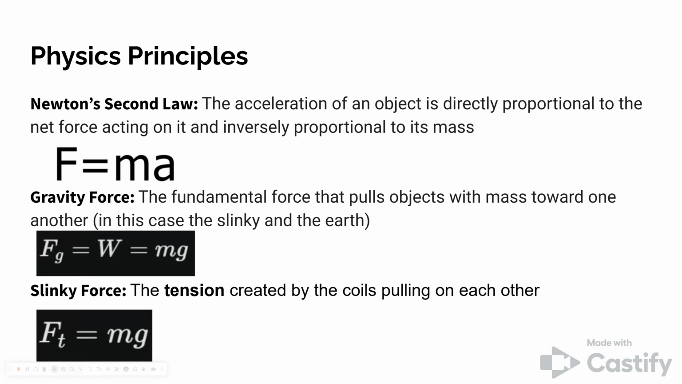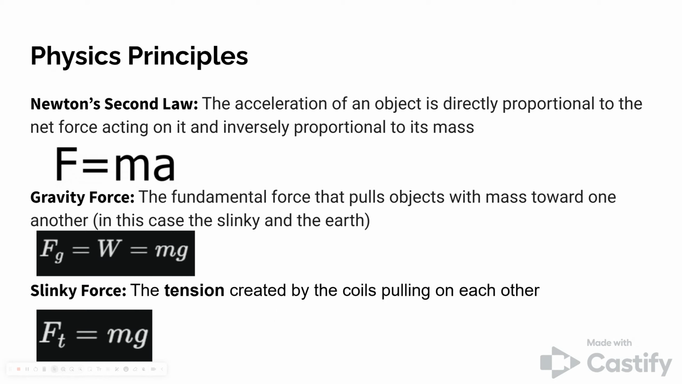So for the physics principles applied in this experiment, Newton's second law states the acceleration of an object is directly proportional to the net force acting on it and inversely proportional to its mass, which is also just saying F equals ma. The gravity force is the fundamental force that pulls objects with mass toward one another. In this case, it's the slinky and the earth. This is just saying that Fg equals weight equals mg.